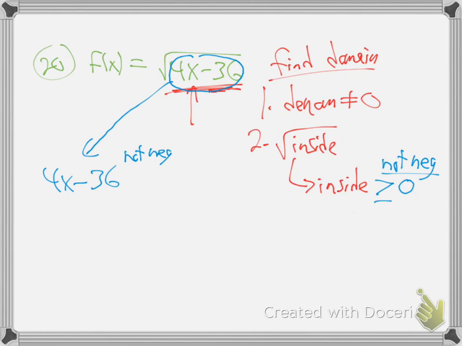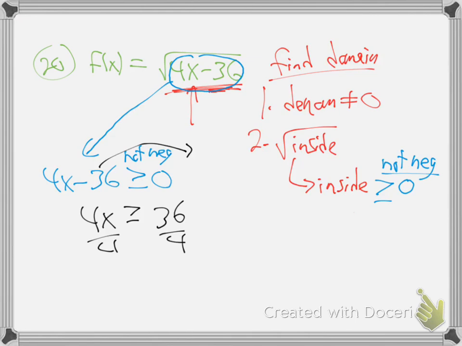So I gotta solve it. I gotta find what x is, make it greater than or equal to zero, because that's not negative. Greater than zero is positive, equal to zero, zero is not negative. So I gotta solve that. I gotta find out which x values will make that happen. So let's solve it. Move the 36 over. 4x greater than or equal to positive 36. When you move it over, because positive, right, I added 36 both sides. Divide by 4. X greater than or equal to 9.